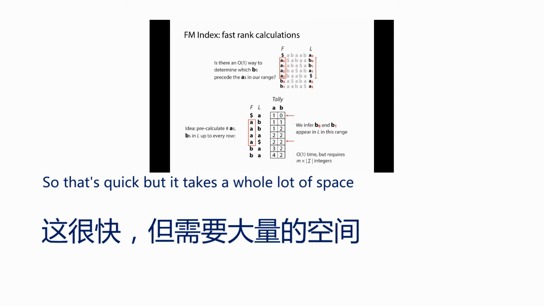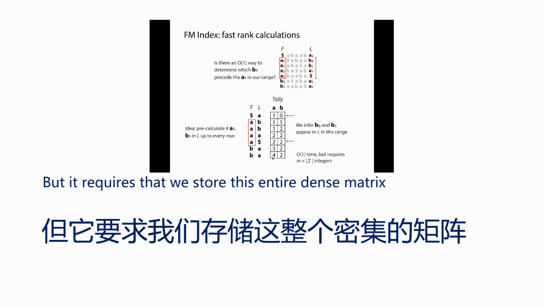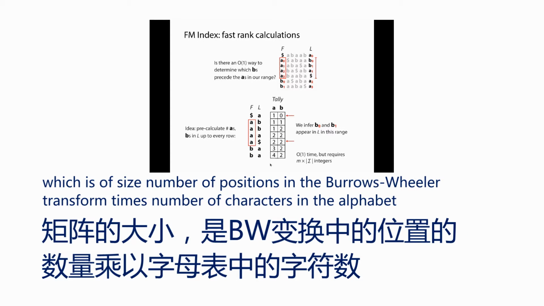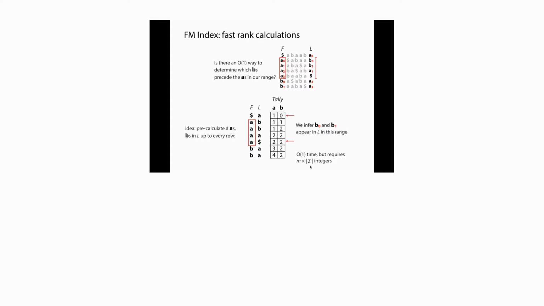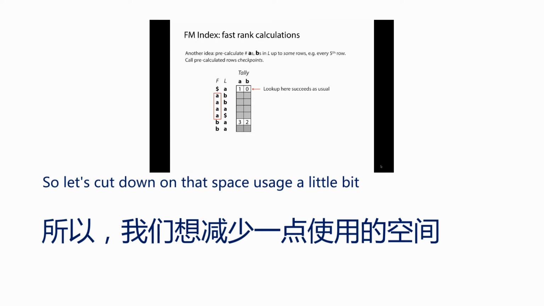So that's quick, but it takes a whole lot of space. It's constant time, but it requires that we store this entire dense matrix, which is of size number of positions in the Burrows-Wheeler transform times number of characters in the alphabet. So let's cut down on that space usage a little bit.